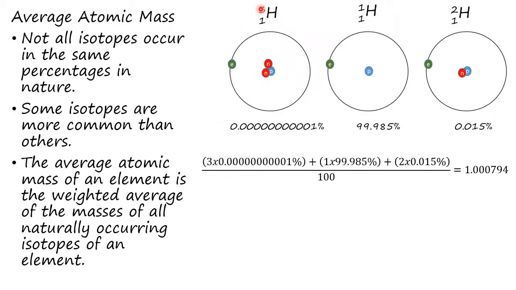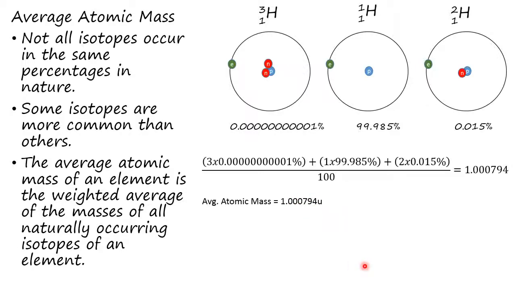And so what we do is we take the mass of each isotope. So hydrogen 3 has a mass of 3, and we multiply it by its percent abundance. And then we add that value to the mass of each isotope multiplied by its percent abundance. And then since this is out of 100, we have to divide by 100. And we'll find that the average atomic mass is 1.00794 atomic mass units.